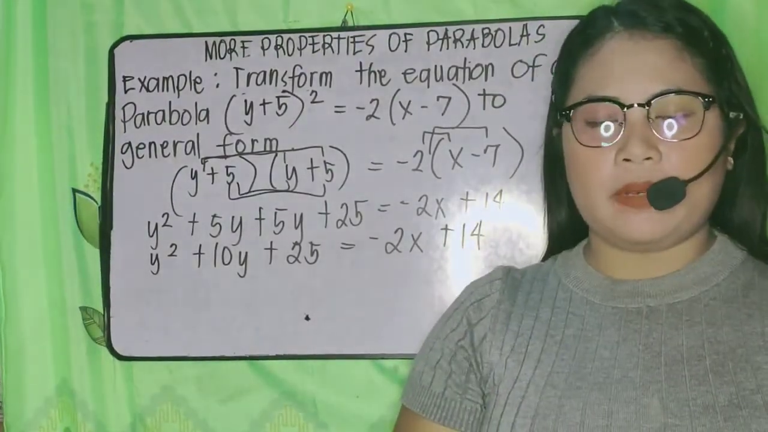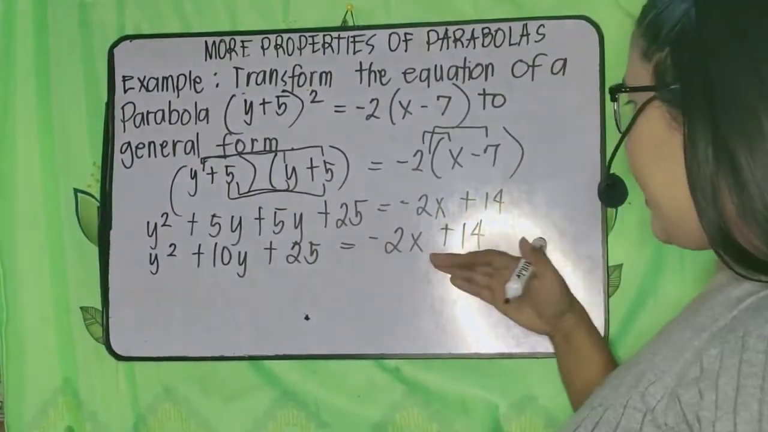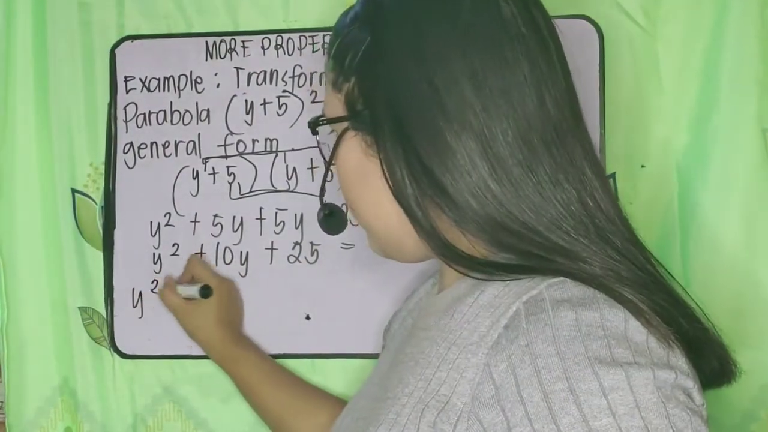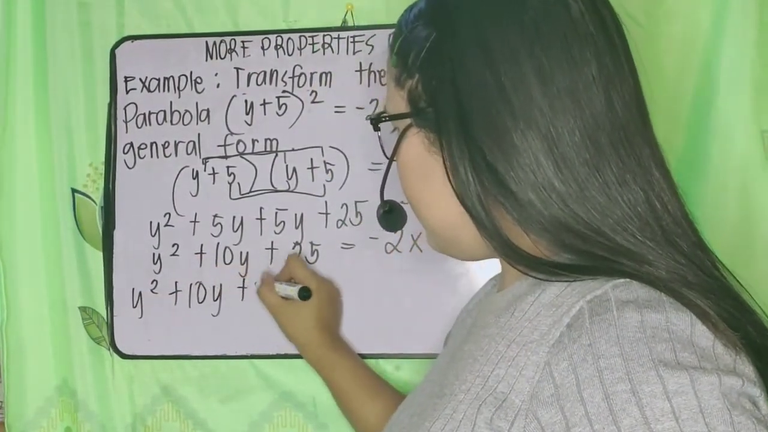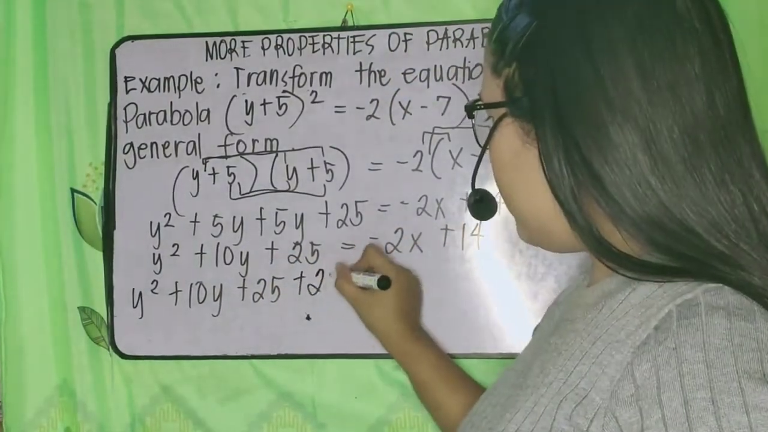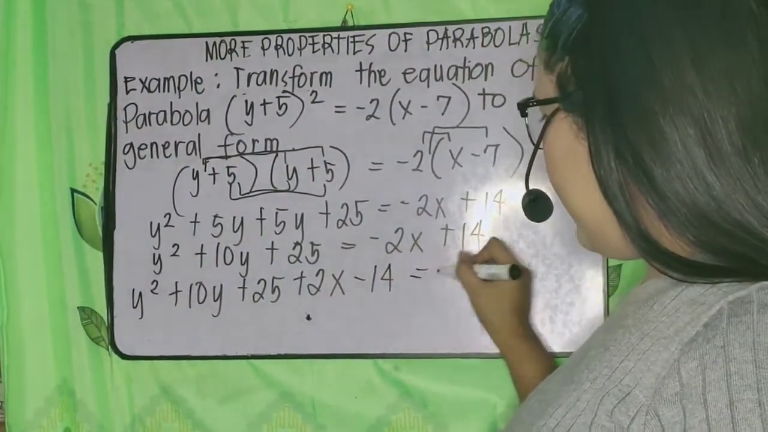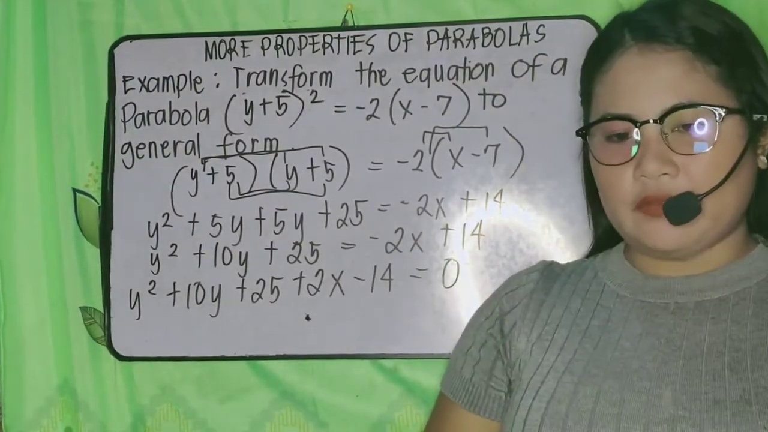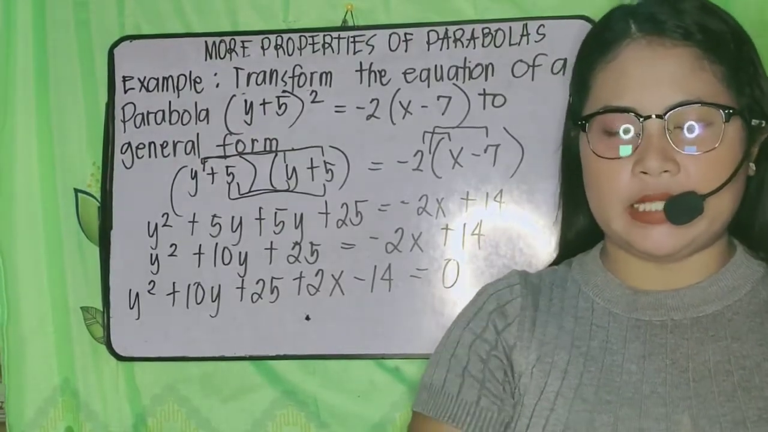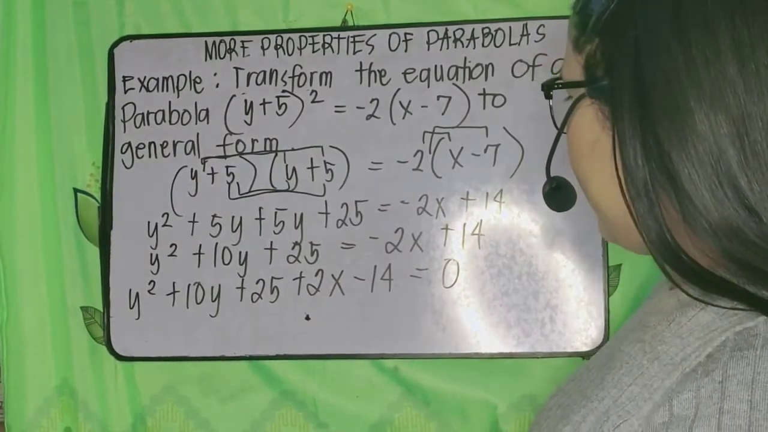Okay. So after that, place all the terms on the left-hand side of the equation. Everything here on the right side, we will put on the left side. So let's copy this first: y squared plus 10y plus 25. From negative 2x, it would be positive 2x, then positive 14 becomes negative 14. Then, we equate it to 0. Okay. So after that, simplify the equation by combining like terms. So, let's combine those that are alike. As you can see there, which ones are alike?